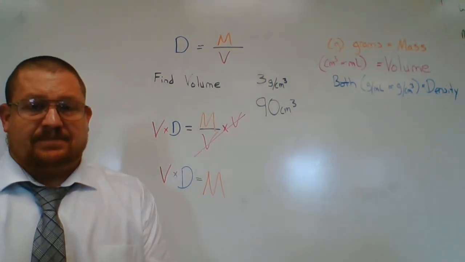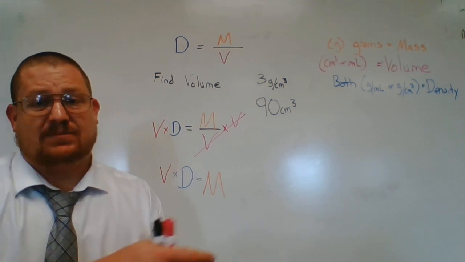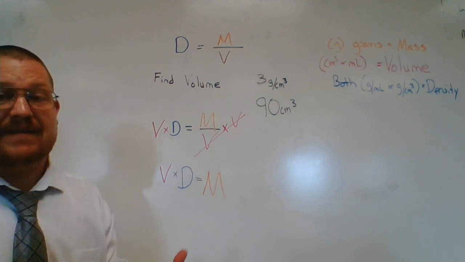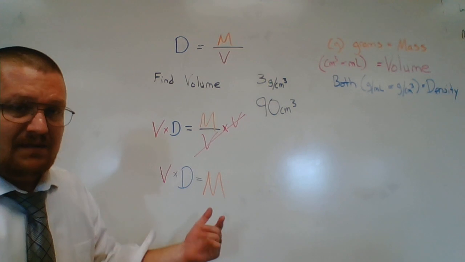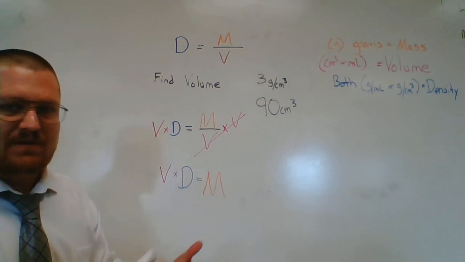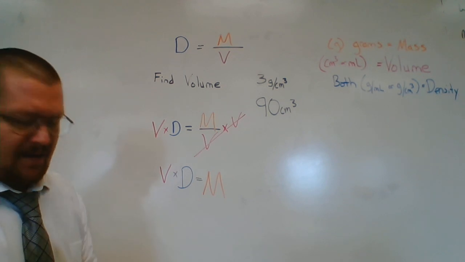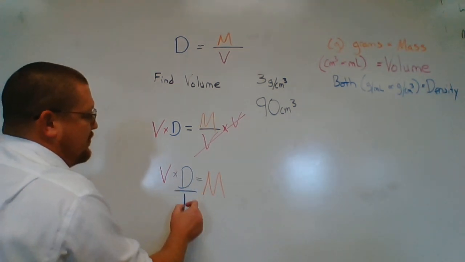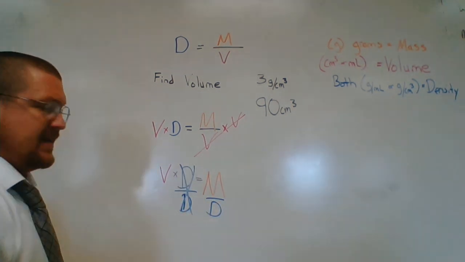With multiplication, it doesn't matter the order, right? 2 times 3 is 6, 3 times 2 is 6. So we can move either one of these by dividing. We don't want to move the volume back to this side, because that would put the V back with the M. It wouldn't make much sense. It would be back where we started. We want to move the density away. So we're going to divide both sides, because whatever we do to this side, we've got to do to this side. We're going to divide it there.